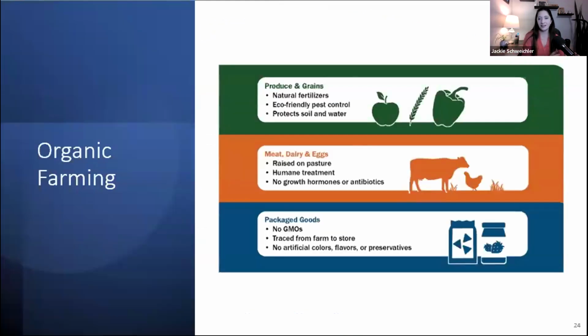All right, that was our very quick, fast overview of pesticides. So now we're going to shift gears and talk about organics for a little bit. The graph on this slide is from USDA, and it's an excellent summary of organic farming. If you're completely unfamiliar with organics, this is your one-slide definition. With produce and grains, we're talking about using natural fertilizers and eco-friendly pest control. It's meant to protect soil and water.